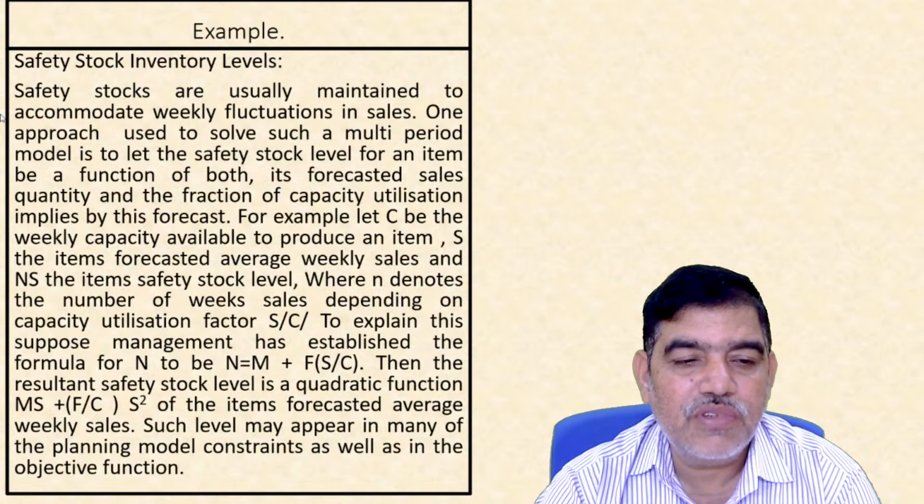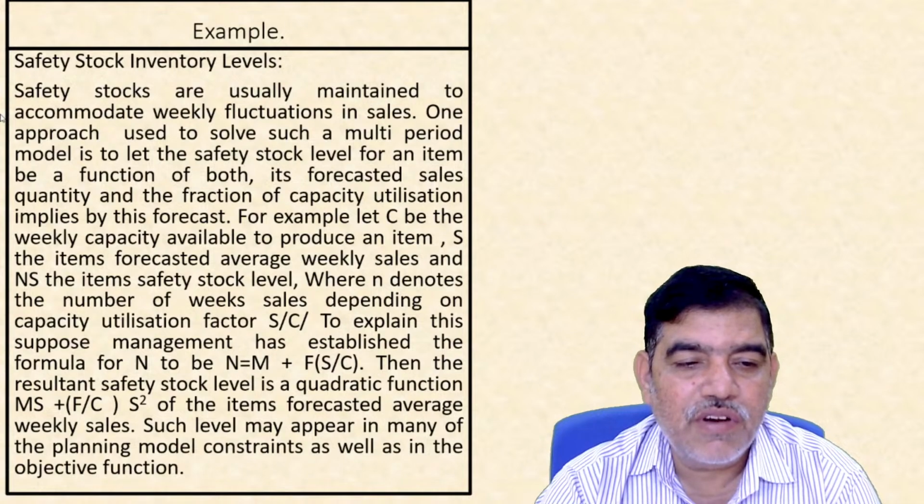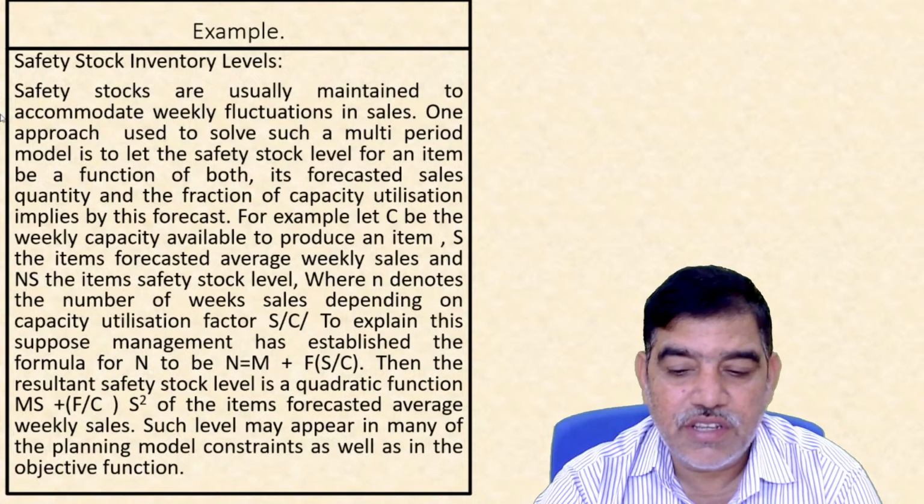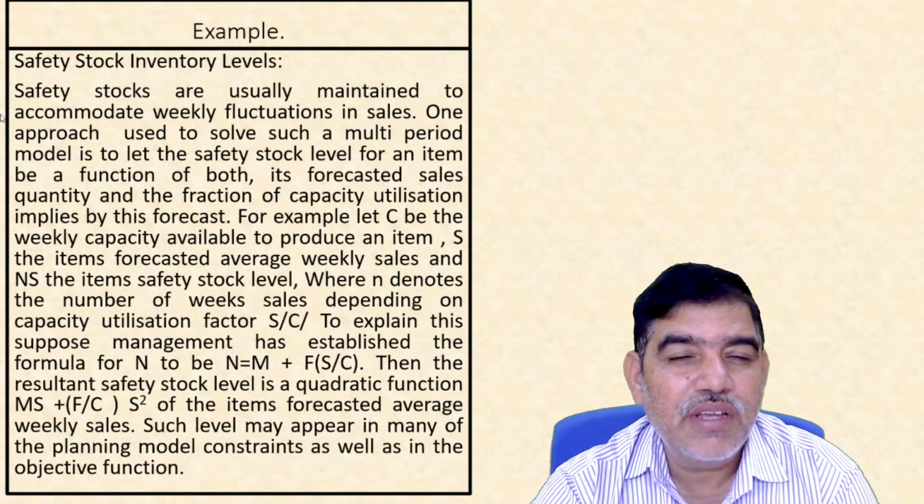To explain this, suppose management has established the formula for N to be N equal to M plus f of s slash c. Then the resultant safety stock label is a quadratic function, ms plus f slash c into s square of the item's forecasted average weekly sales. Such label may appear in many of the planning model constants as well as in the objective function. This is another example of safety stock inventory labels of NLP.